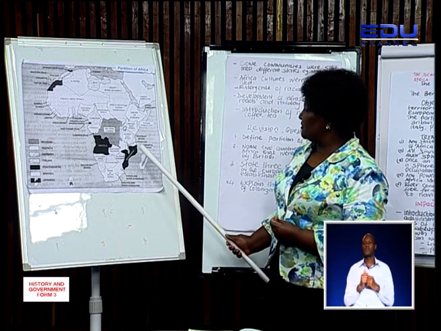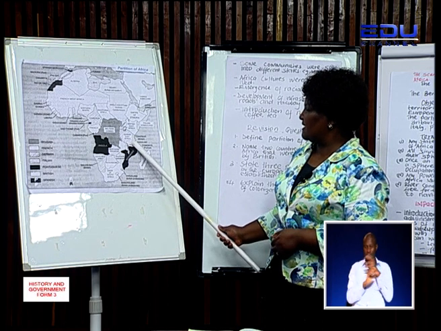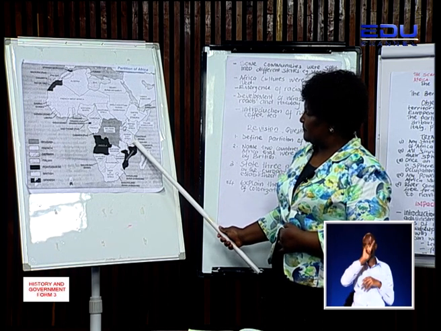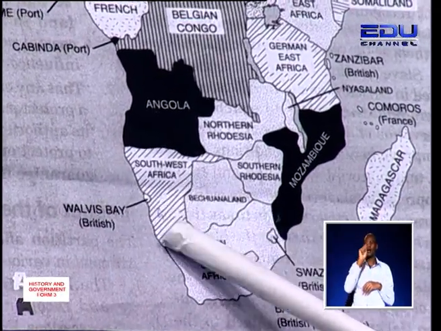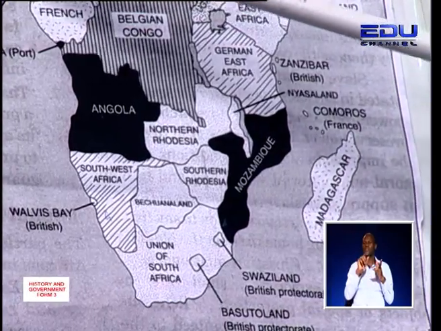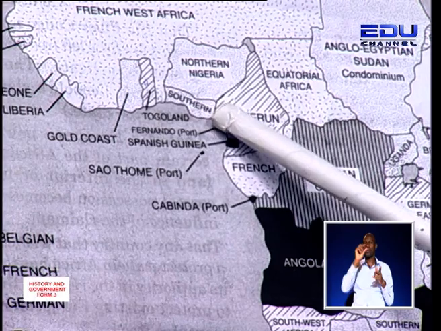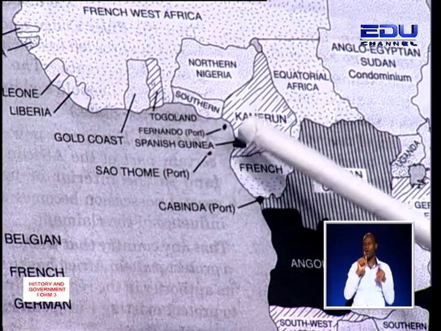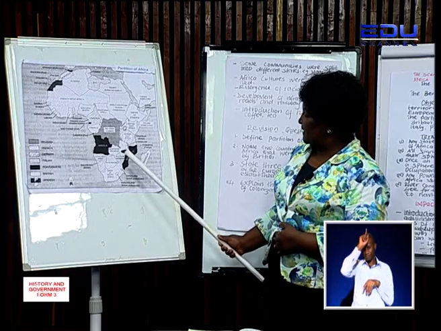Germany managed to acquire several colonies. One was German East Africa. This was Tanganyika. Let's move to Southwest Africa. They also had a colony here, Southwest Africa. In West Africa, they had Togo. You can see Togoland. This one also belonged to the Germans, or Germany as a country.